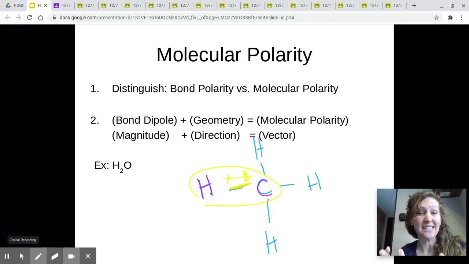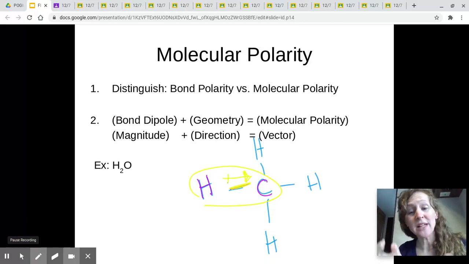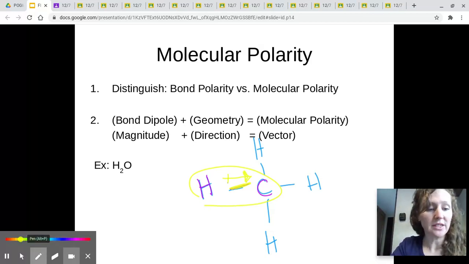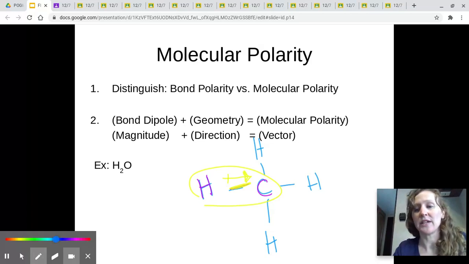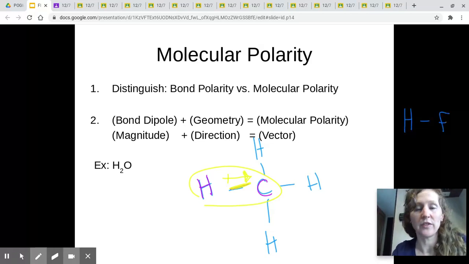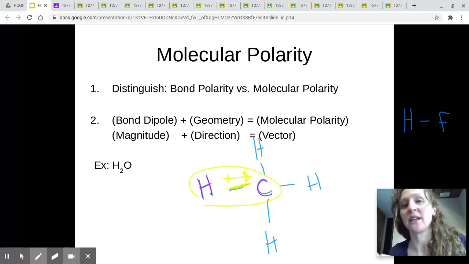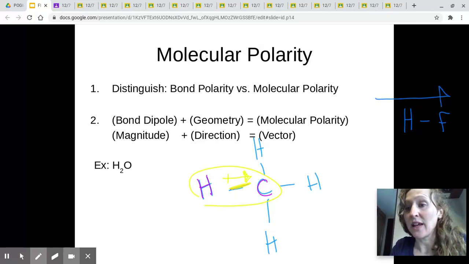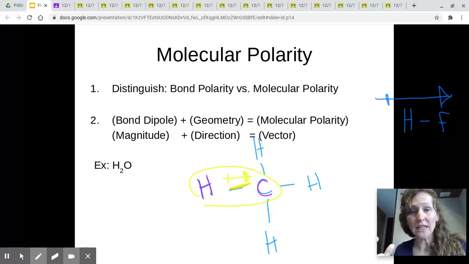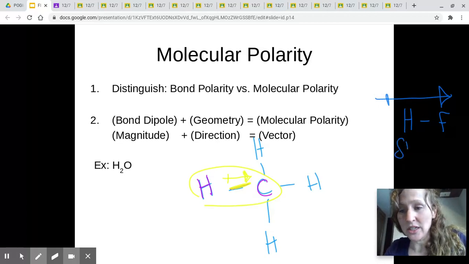When this difference is barely noticeable, as in carbon and hydrogen, the electrons don't get shifted very strongly, and the dipole of the bond is very weak. If we look at something with a more drastic difference, like hydrogen and fluorine, fluorine is much more electronegative than hydrogen, so the electrons get shifted very greatly towards fluorine, away from hydrogen, and the dipole is larger. That means hydrogen is going to be partially positive, and fluorine is going to be partially negative.